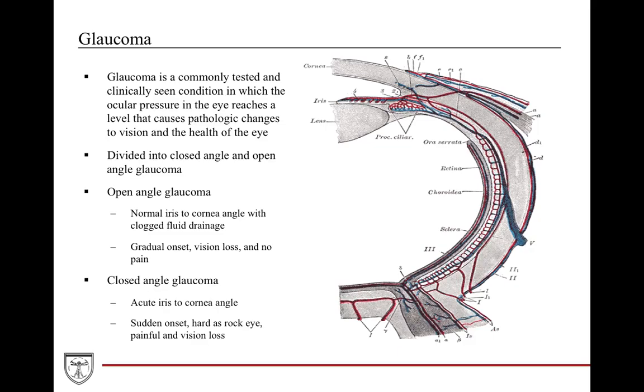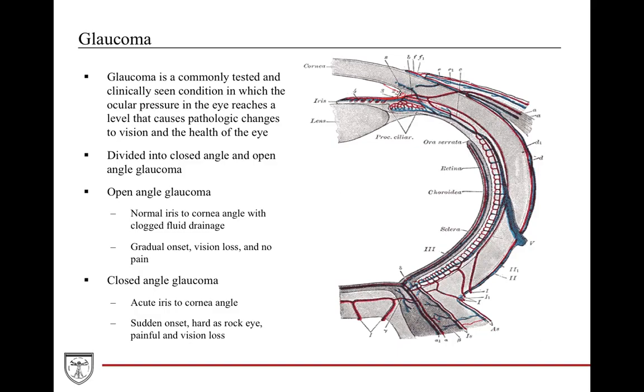So we talked about glaucoma, we talked about the anterior and posterior chamber, and we'll kind of just break it down. So glaucoma, what is it? It's a commonly tested and very commonly clinically seen condition in people, most likely elderly individuals, and it's a pathologic situation in which the vision and health of the eye is actually compromised. And what happens is glaucoma just means that the pressure is too high in the eye. The intraocular pressure is too high. And it can either be because there's an open angle glaucoma or a closed angle glaucoma. When you have an open angle glaucoma, this angle is normal.